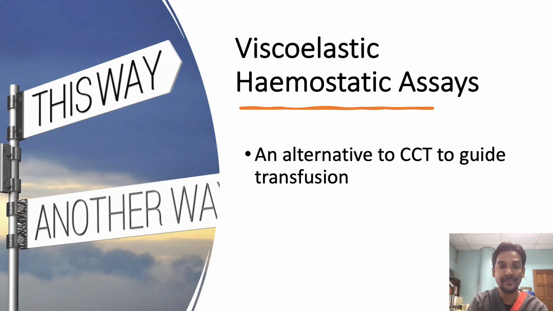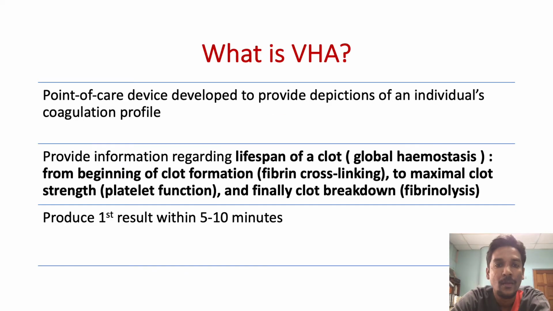An alternative to CCT is by utilizing viscoelastic hemostatic assays or VHA to guide transfusion. What is VHA? It is a point-of-care device, which means this device can be placed in ED. It was developed to provide a depiction of an individual's coagulation profile. It provides information regarding the lifespan of a clot or global hemostasis in just one single test.